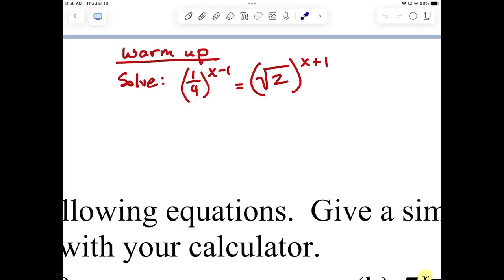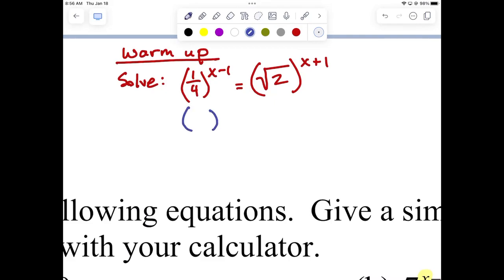So we have an exponential equation because we have variables in the exponent, and we have a 1/4 and a square root of 2 as our base. Do we need to use logs here? No, because both bases can be written as a power of what? 2. You have to recognize that.